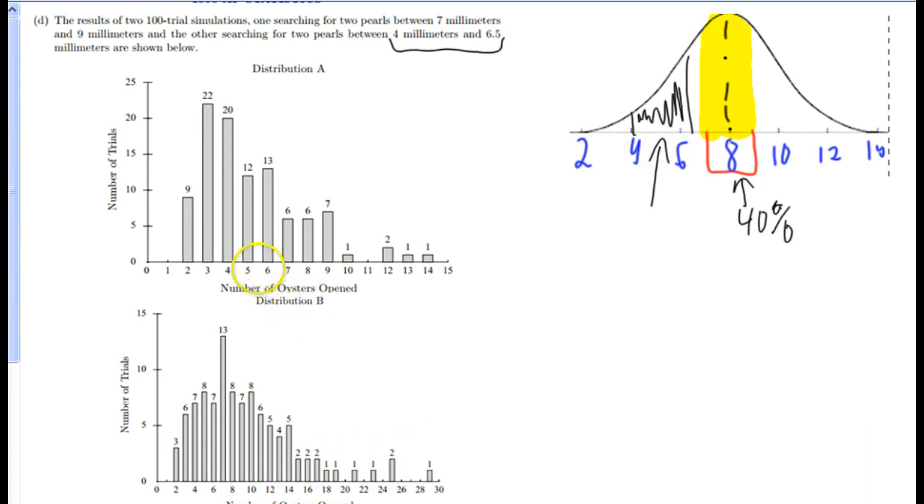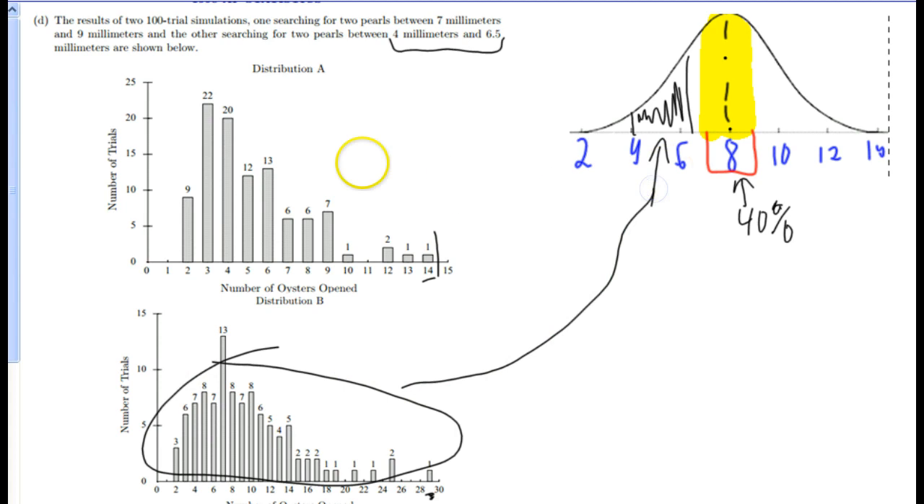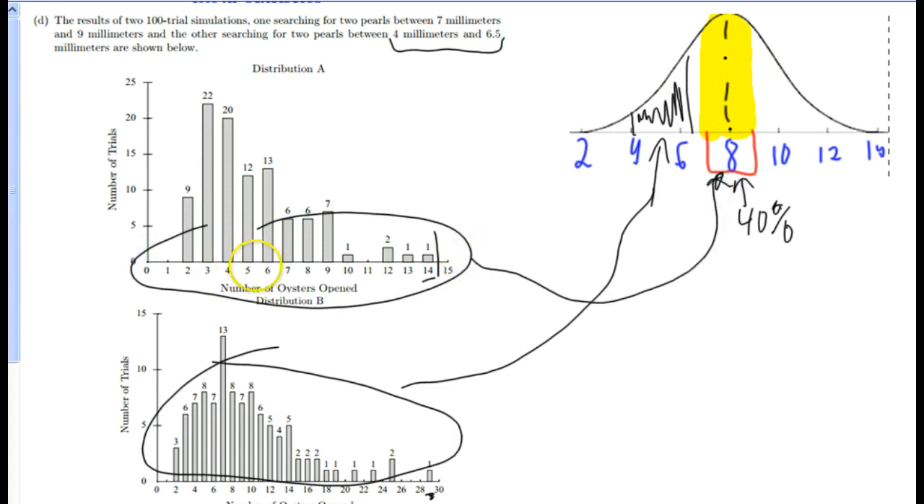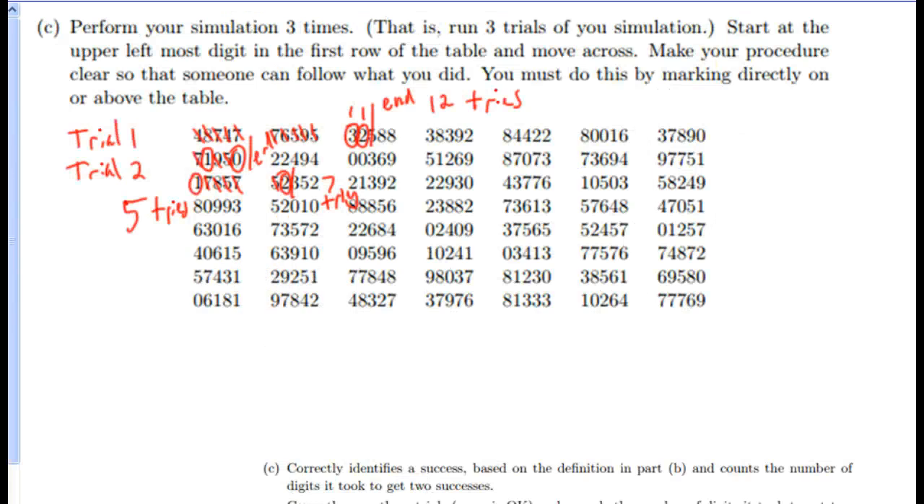If you look at the x-axis, it is the number of oysters opened. The maximum number of oysters here was 14. The maximum here was 29. So it took a lot more tries, the scale is different here. If you look at the x-axis scale, it took a lot more tries here. So I think this distribution seems to go with this one. And it took a lot less tries, so it's a lot easier to get a 40% chance of getting it in here.